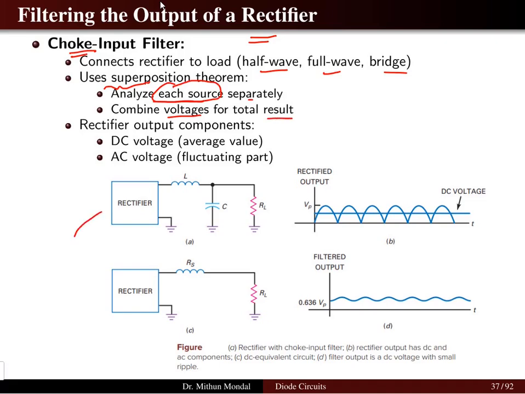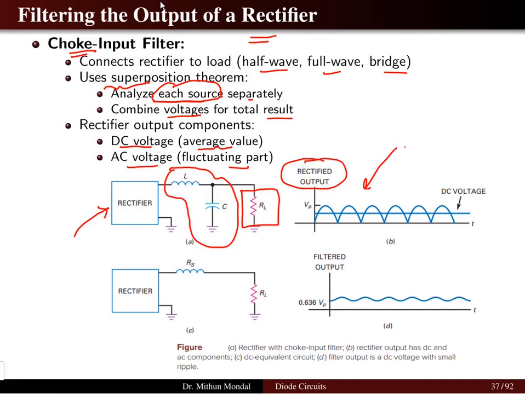So here we can see that you have a rectifier. The rectifier may be in different forms, and you are connecting one LC filter here, and you have the load resistor RL. So the DC voltage, which is the average voltage, and the AC voltage, which is the fluctuating part, we can see in the rectifier output. There is a constant voltage, which is the average value or the DC voltage, and the fluctuating part is basically the AC voltage.